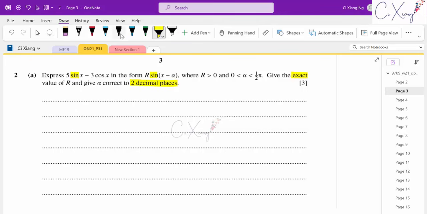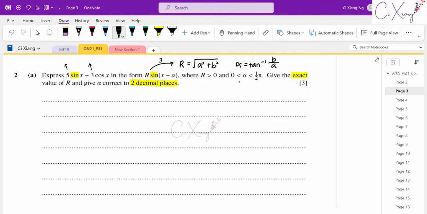So now what is the formula for R? You might need to remember it. If you can't remember it for now, R is basically the square root of a squared plus b squared. So what is the value for a? What is the value for b? a is the coefficient for sine x and b is the coefficient for cos x. And then for alpha, the general formula will be tangent inverse b over a, without the negative sign, because they are asking for the answer of alpha in the first quadrant. Therefore, for the b here, we usually ignore the negative sign, to make sure that the alpha we get is in the first quadrant.